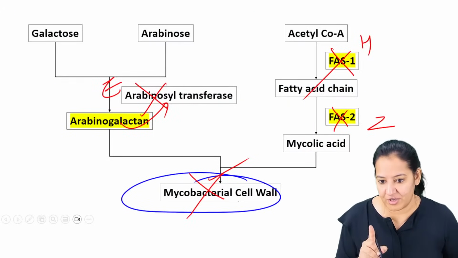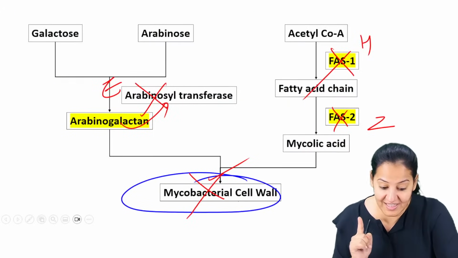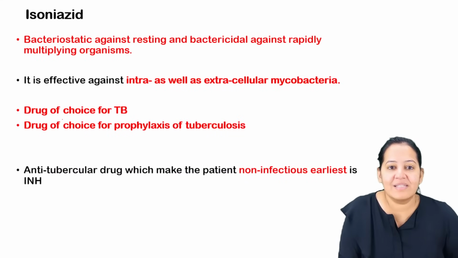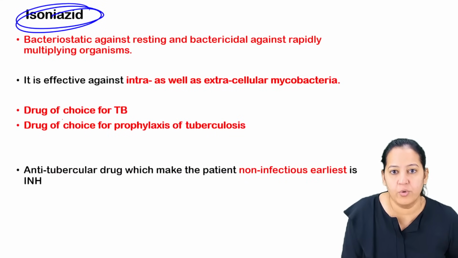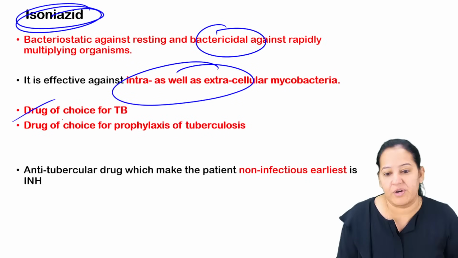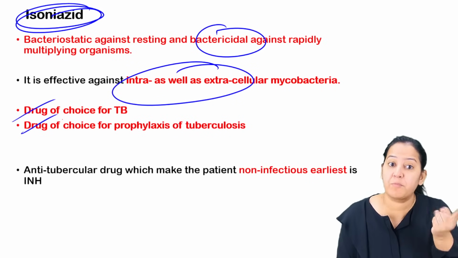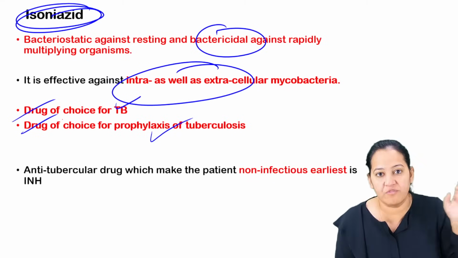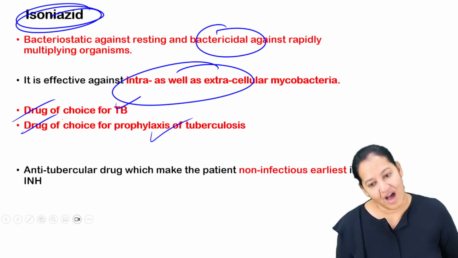So I told you the introduction, I told you the mechanism of action. The main thing I have to teach you right now is the adverse effects of all 5. One by one we will see. Let's start with isoniazid. I told you this one is cidal. It kills both intra and extra. It is the drug of choice for TB out of the 5, and the drug of choice for prophylaxis of TB.